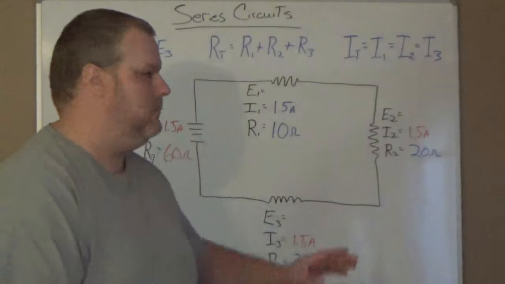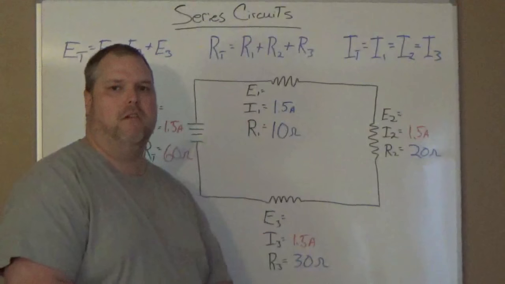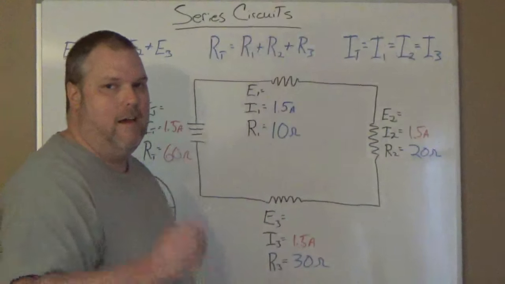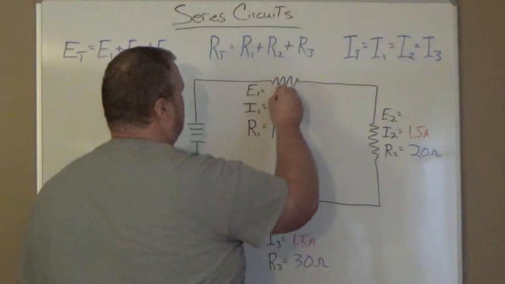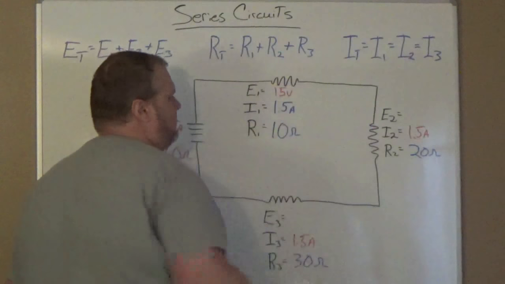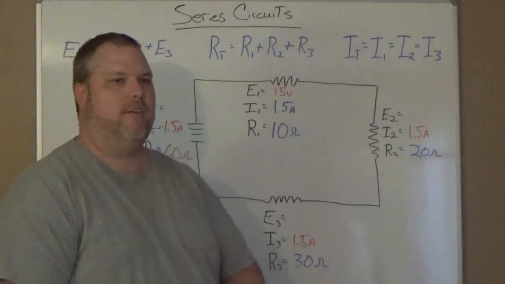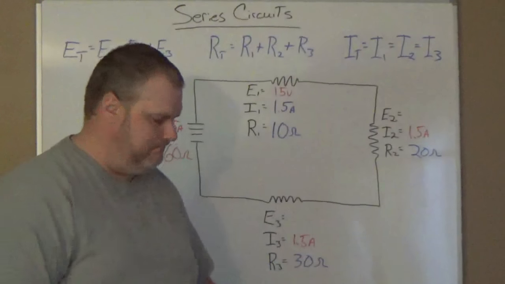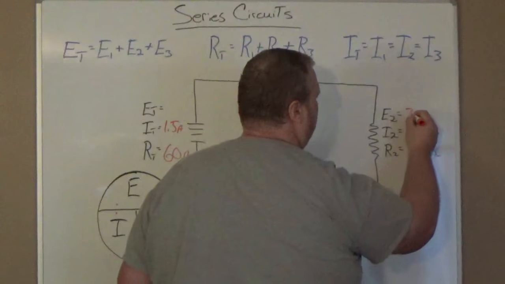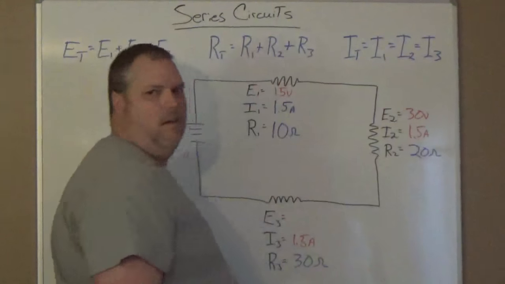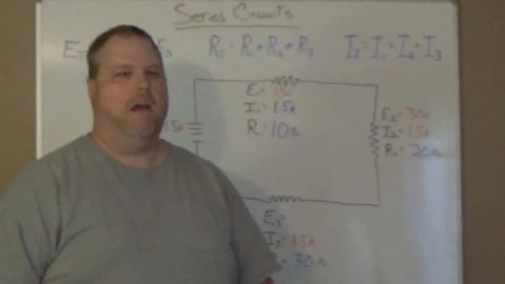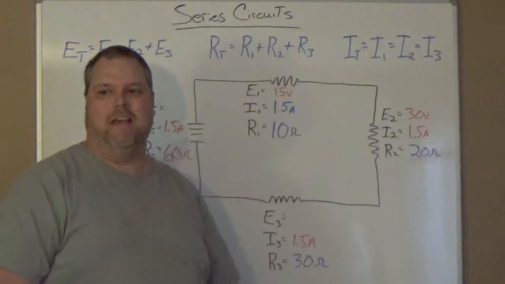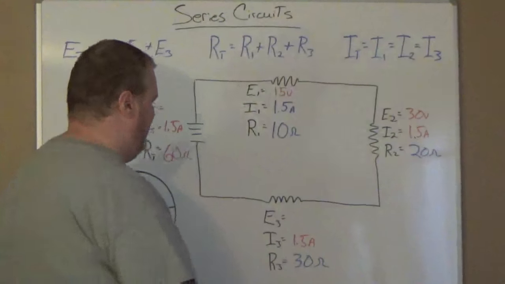Resistor number 1 has 1.5 amps and it's multiplied by 10 ohms. So what do we get? We get, that's correct, 15 volts. The next one, we have 1.5 amps multiplied by 20, that gives us 30 volts. When we go through and we do the math for resistor number 3, 1.5 times 30 is, yep, you got it, 45 volts.